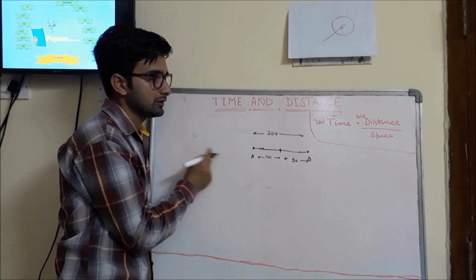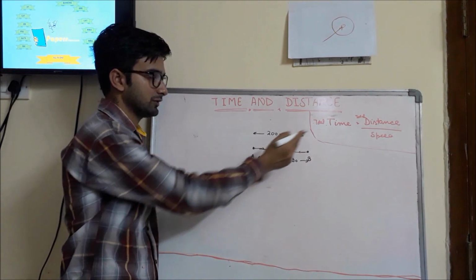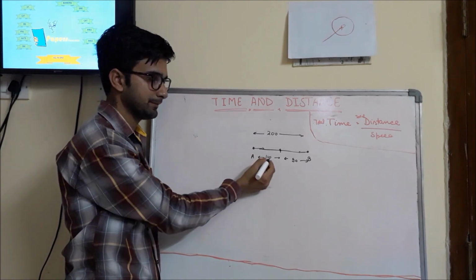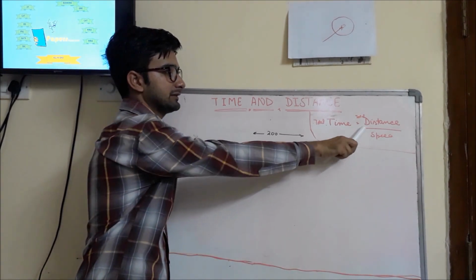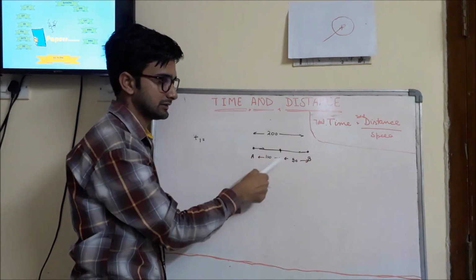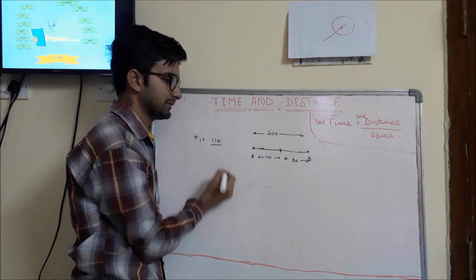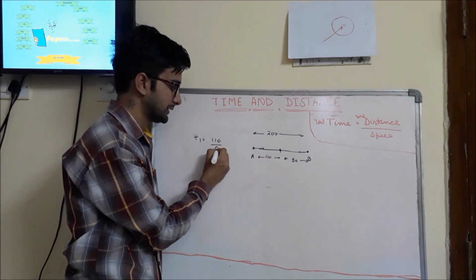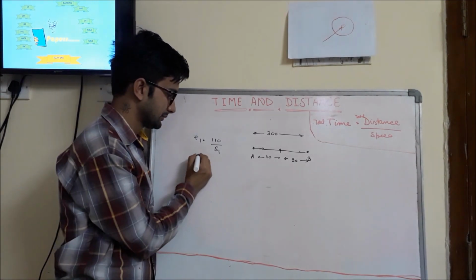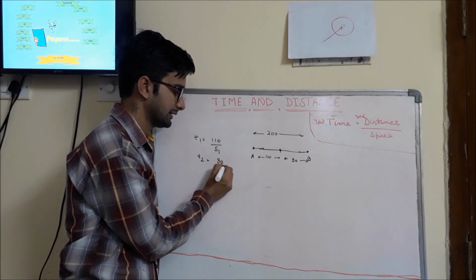Now, so we have this formula here. Time is the same. So for the first train, how much will be the time? We will apply the same formula. T1 is equal to distance, distance is 110, divided by, let's take S1 as the speed of the first train. For the second train, T2, that is 90 divided by S2.